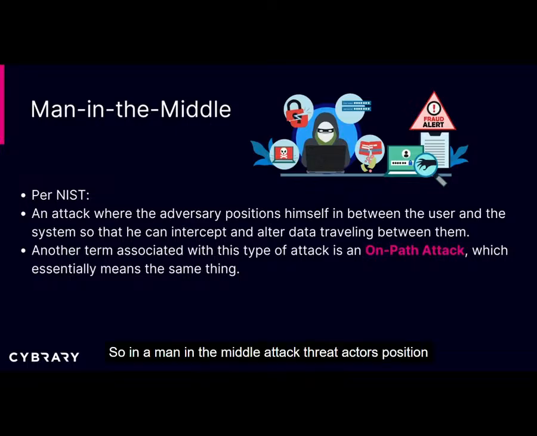So, in a man in the middle attack, threat actors position themselves between the victim and some other entity and intercept the traffic. Imagine if you're logged into your online banking site and an attacker is able to intercept your password or account information, maybe change your account information with that. So it can affect the confidentiality of your information and the integrity of your information. And another term for this type of attack is an on-path attack, which essentially means the same thing. The attacker is on that path between you and the site or service you're trying to access.